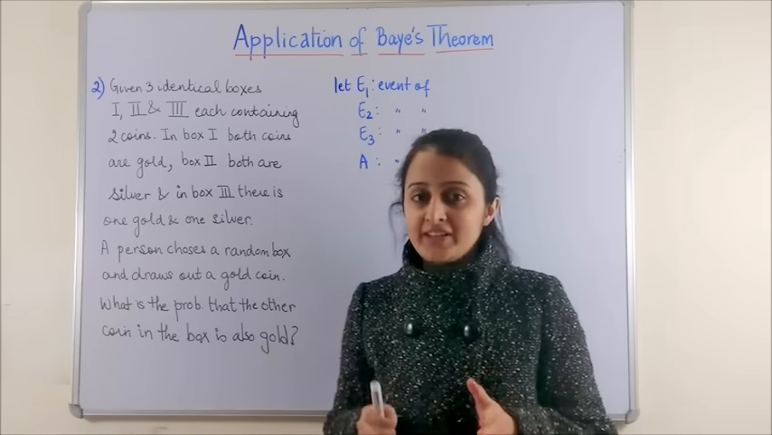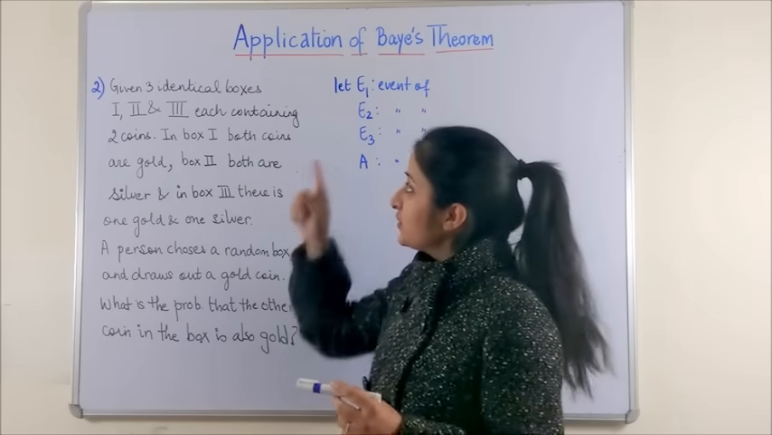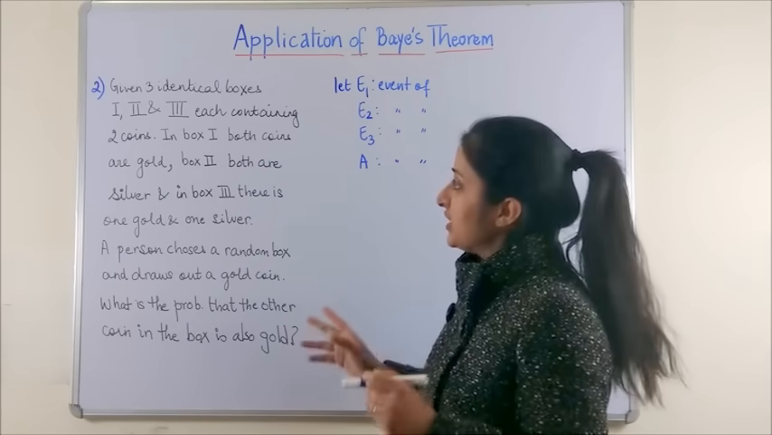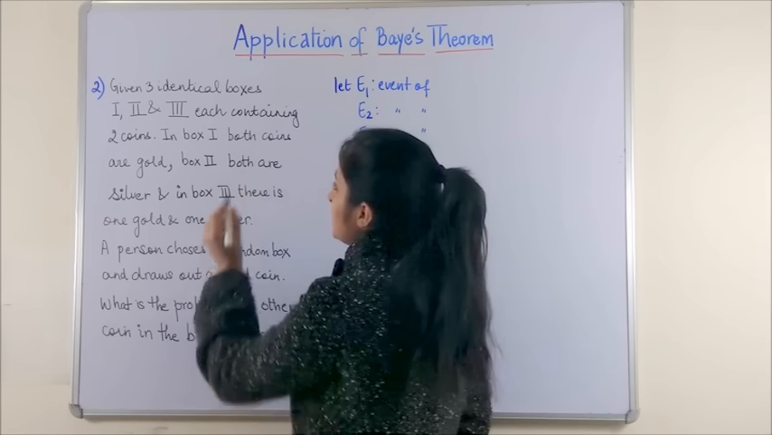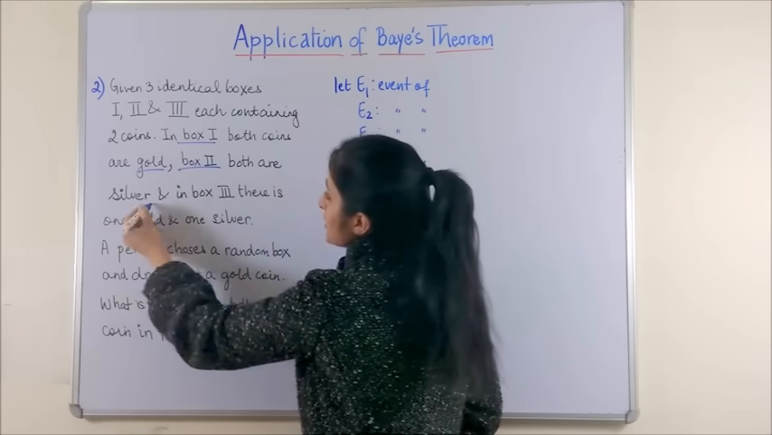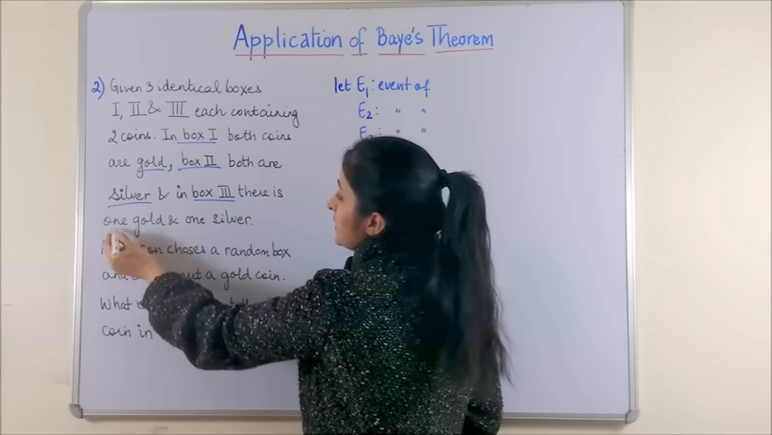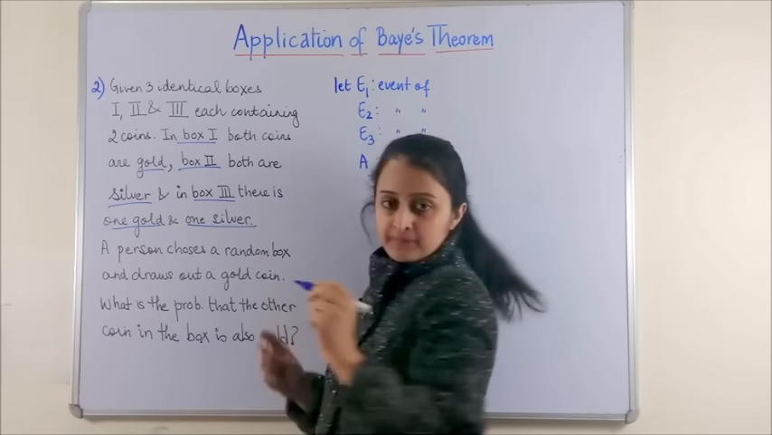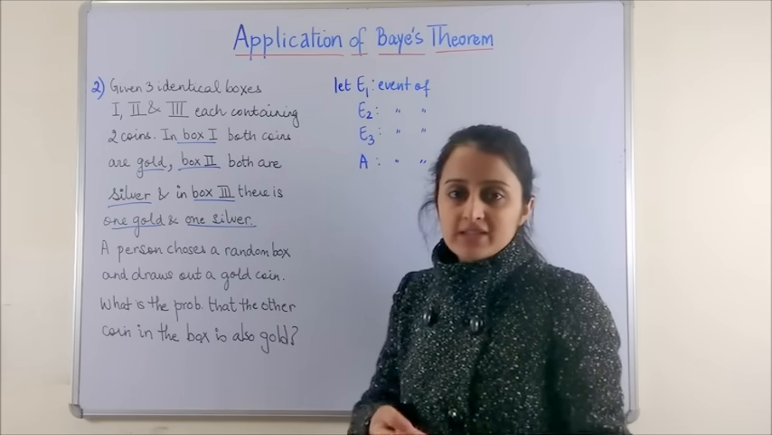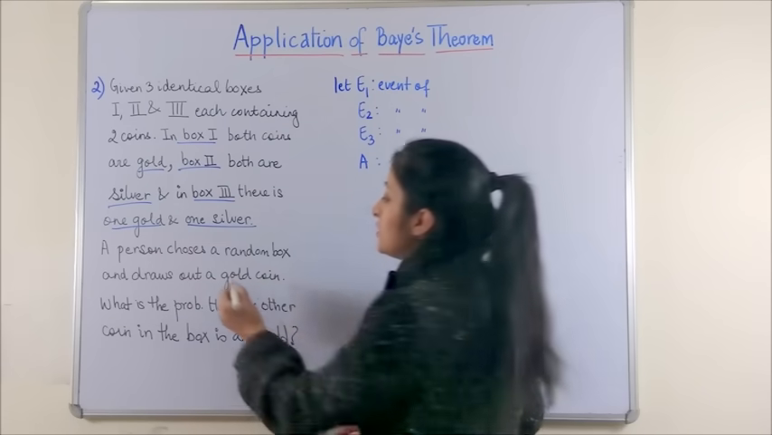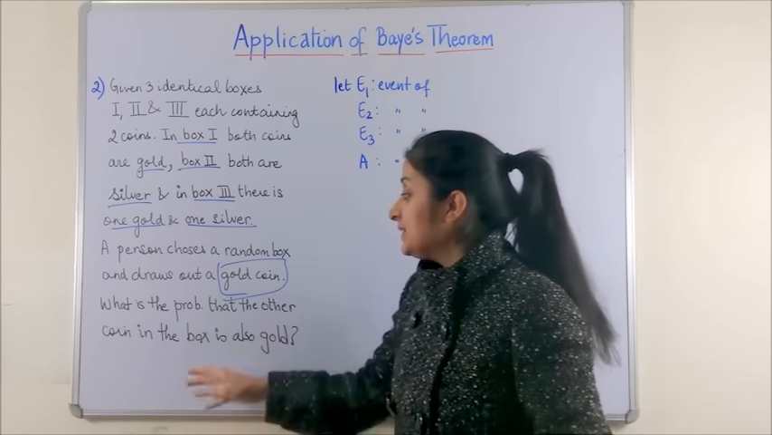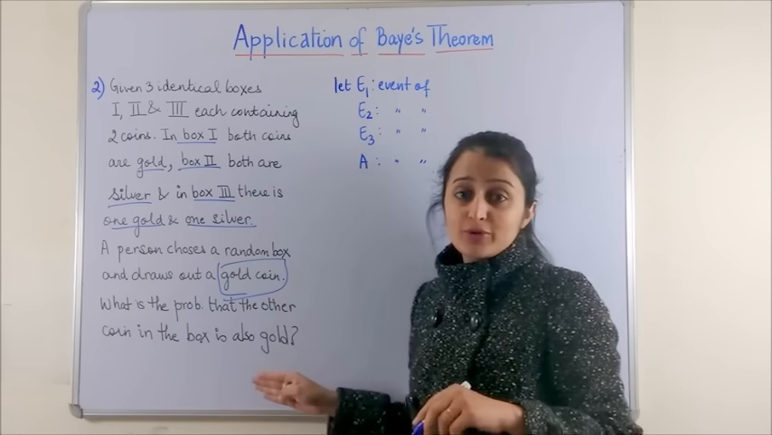Okay, again a very interesting question. It says, given three identical boxes labeled 1, 2, 3, each containing two coins. In box 1, both coins are gold. In box 2, both are silver. And in box 3, there is one gold and one silver. A person chooses a box at random and draws out a gold coin. What is the probability that the other coin in the box is also gold?